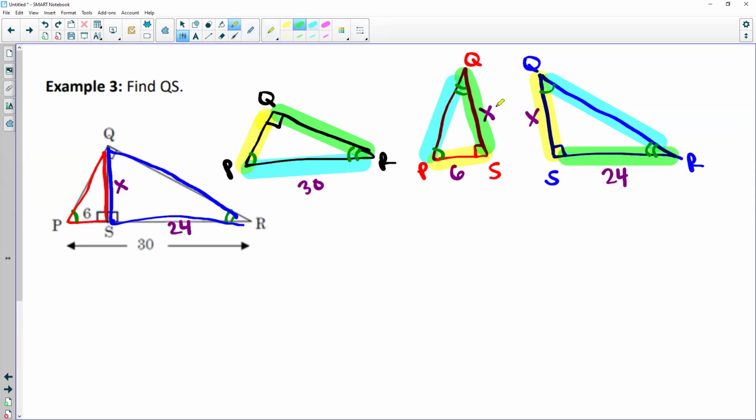If I want to set up a proportion, we know that we can do green over green. If we do that, what we're looking at here is X over 24 is equal to, well, I know this side length in yellow, so let's do yellow over yellow. That would be equal to 6 over my yellow piece here, which is X, right?